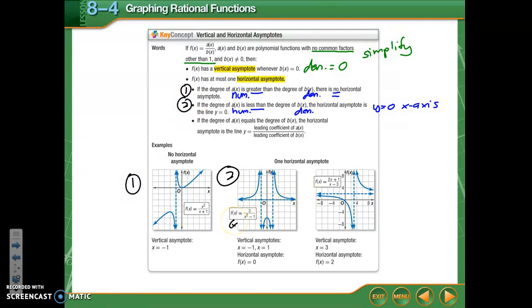My denominator here is x minus 1 times x plus 1. So -1 and +1 make this 0. That's why I have 2 vertical asymptotes at -1 and +1. And here I have my third case, where I have a horizontal asymptote. Notice here the degree of the numerator is 1 and the degree of the denominator is 1. They're equal. So I take the leading coefficients, meaning the coefficients of those terms, which is 2 over 1, and that gives me my horizontal asymptote. My horizontal asymptote is here at y equals 2. And my vertical asymptote is where the denominator equals 0, at x equals 3.